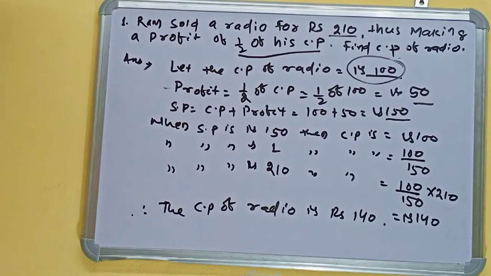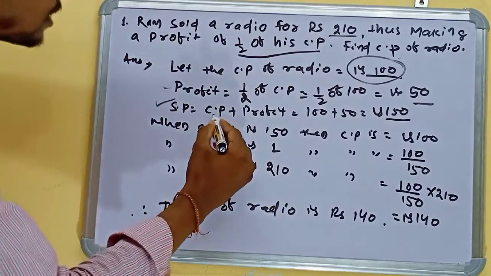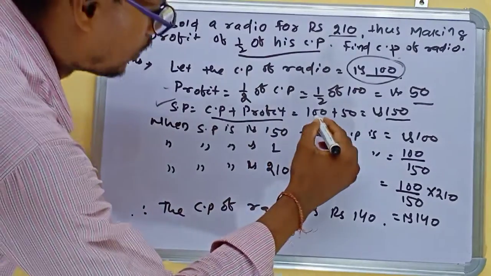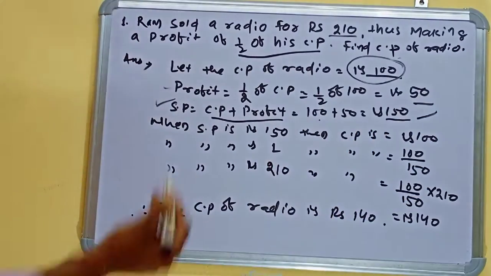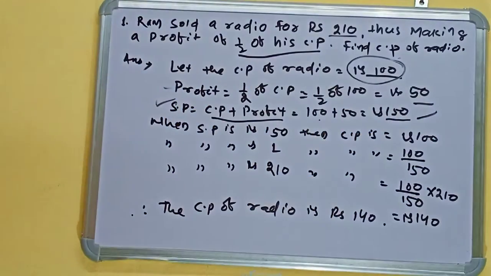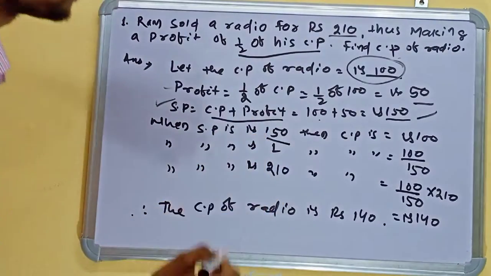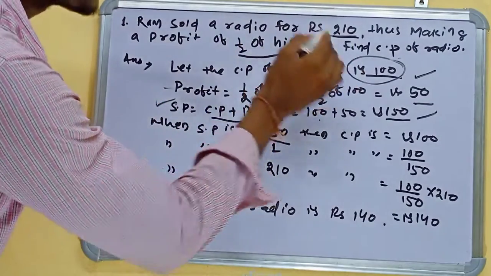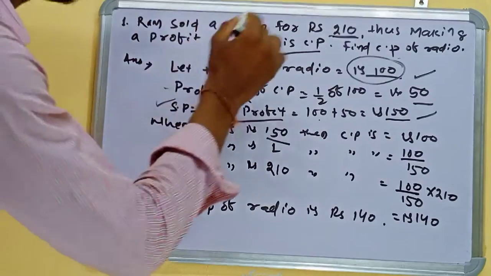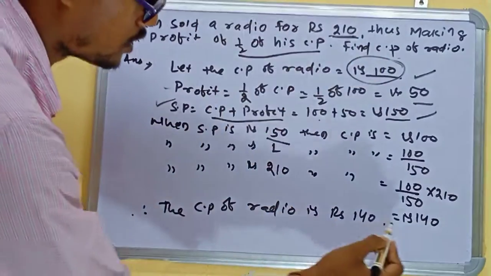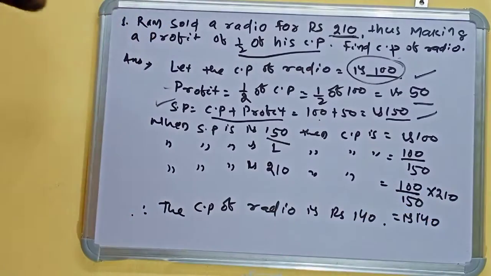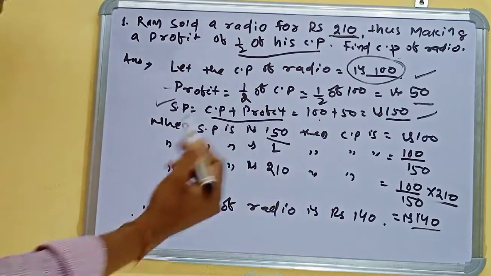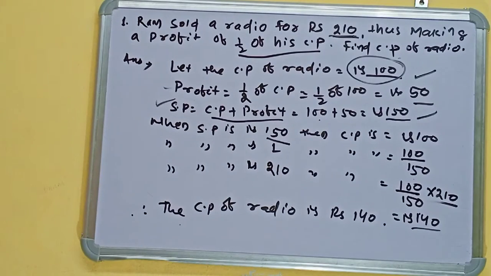Then we find the selling price. The formula is cost price plus profit is equal to selling price. Then 100 plus 50 is equal to rupees 150. So SP is rupees 150. When SP is 150, CP is 100. But in the question, SP is 210. Then when SP is 210, the CP of the radio is 100 divided by 150 into 210, equal to rupees 140. The CP of the radio is rupees 140.